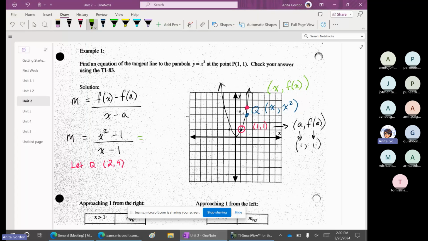Okay. I'll bite. Here we go. X plus 1, x minus 1 over x minus 1. So we know x cannot. What's our non-permissible value? 1. Where is the point of interest?